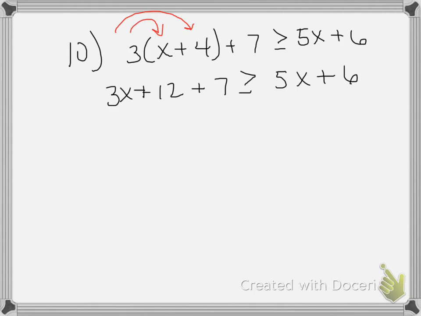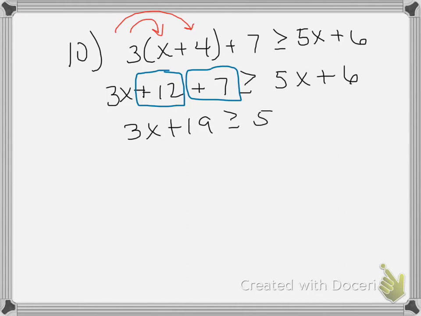Now, I am going to combine my like terms. I have a plus 12 and a plus 7. So when I rewrite this, it's going to be 3x plus 19 is greater or equal to 5x plus 6. Now, just like when we had multi-step equations, we're going to do the exact same thing on the inequality.